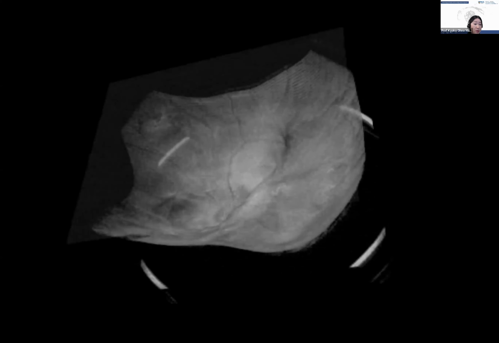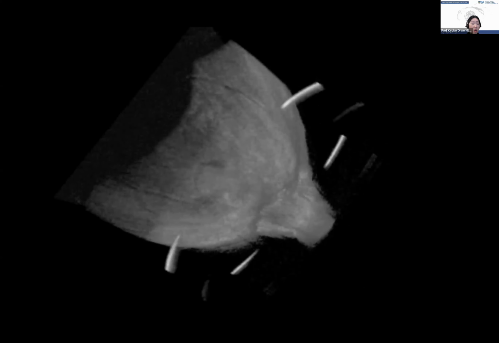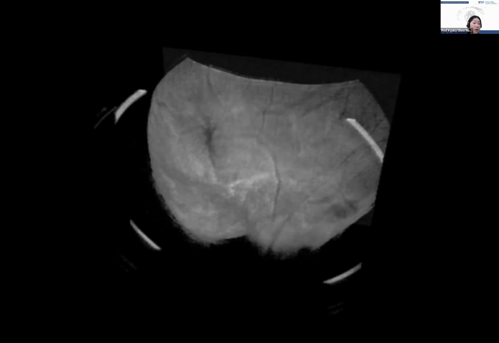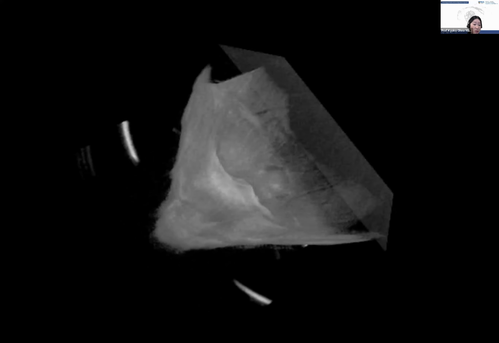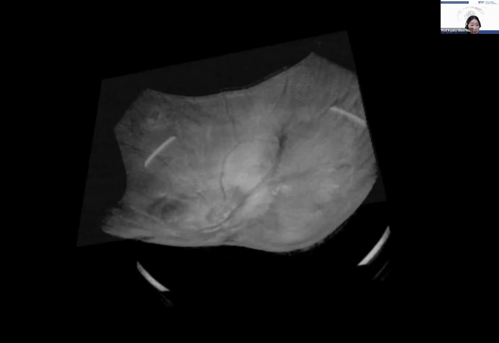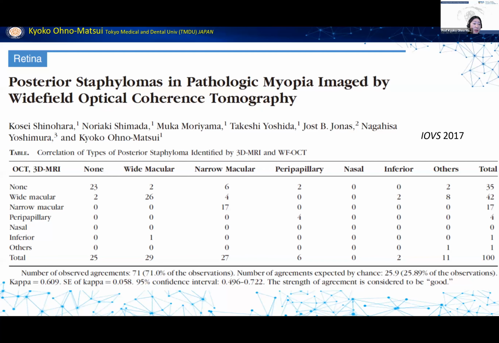In this patient, you can see three staphylomas, one around the optic nerve and others upper and lower to the fovea. So the types of staphylomas may be more complicated than previously thought. We then compared the detectability of staphylomas between wide field OCT and 3D MRI in the patients who received both examinations. The results showed that kappa was 0.609, and the strength of agreement is considered to be good. So this suggests that wide field OCT can replace 3D MRI for detection of staphylomas.